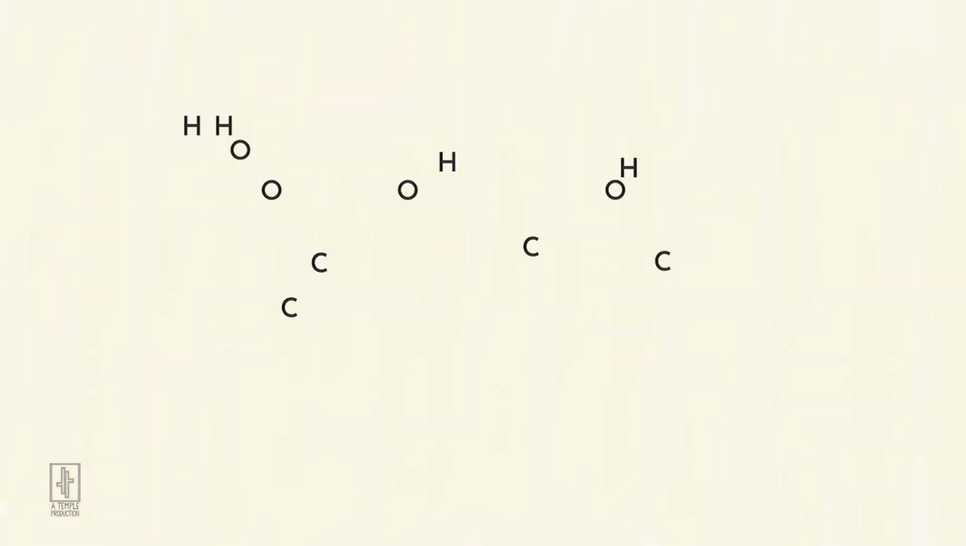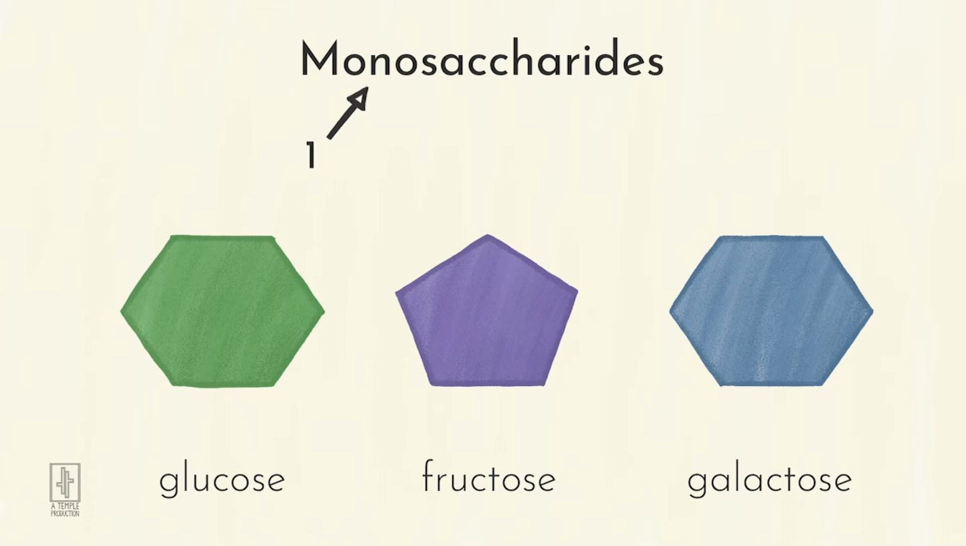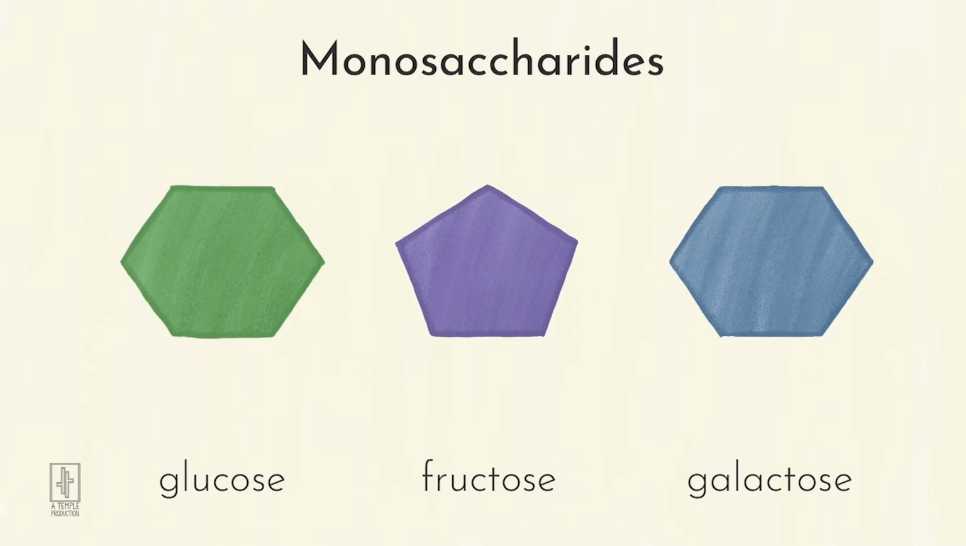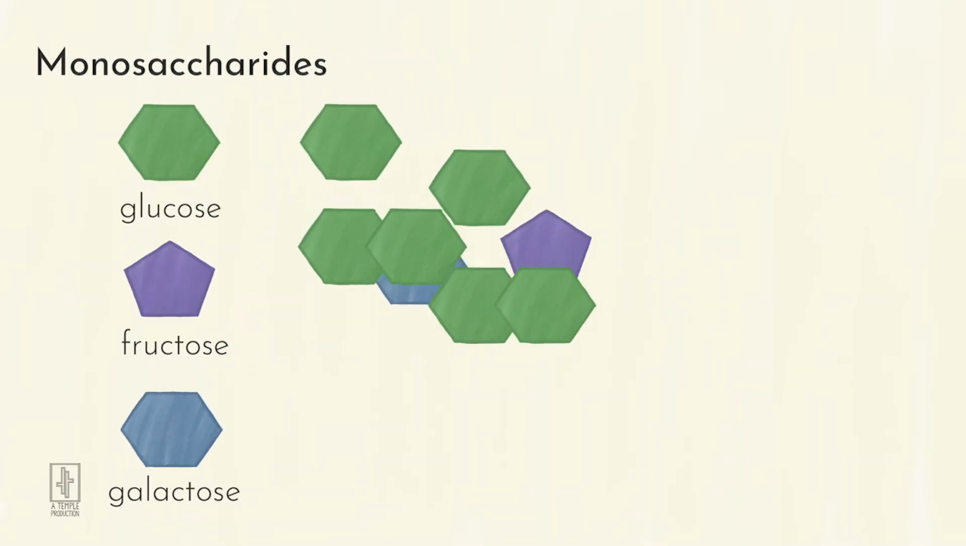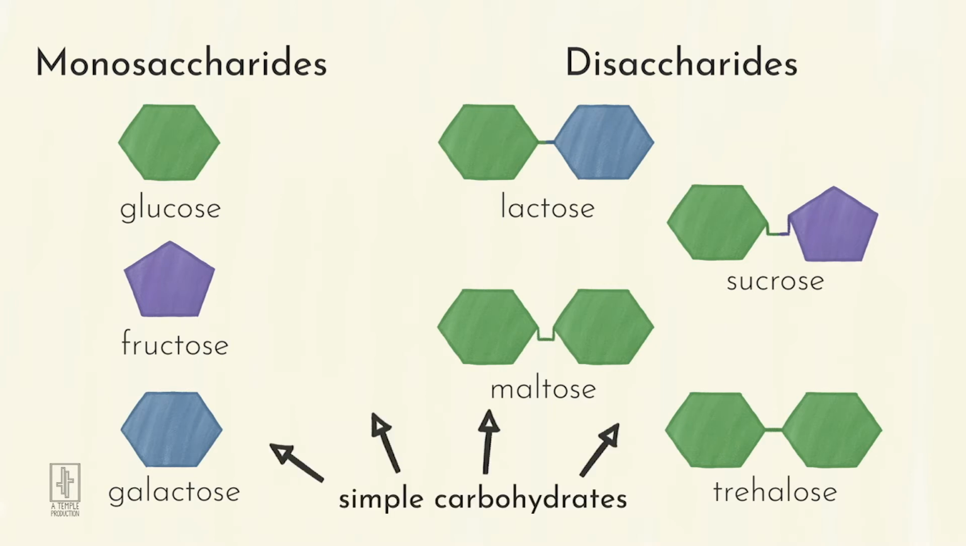In their simplest form, these elements are arranged into single sugar units, forming monosaccharides. Mono means one, and saccharide means sugar. These are the building blocks for all the other types of carbohydrates. When two of these building blocks join together, they form disaccharides. Di means two. Monosaccharides and disaccharides are considered simple carbohydrates.